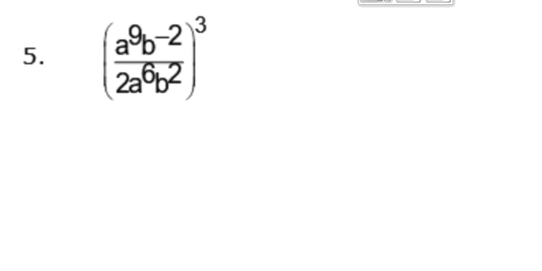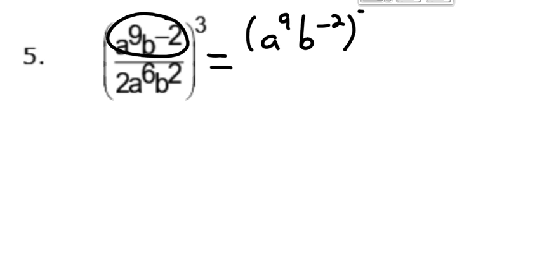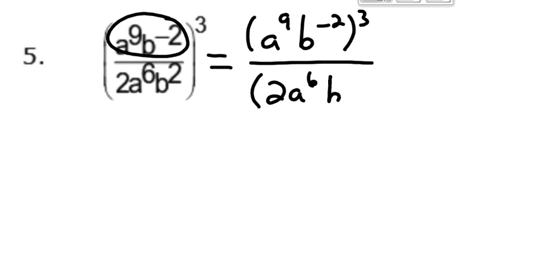All right, so when you have something like this, it's best to rewrite it and apply the exponent to the top and the bottom. So I'm simply going to rewrite this as 2 separate pieces, a to the 9th, b to the negative 2. So I'm just copying exactly what's here, and I'm going to put that to the 3rd power. Then I have to do the same to the bottom. So I'm going to put parentheses around the bottom as well, the denominator. 2a to the 6th, b to the 2nd, but then I also have to put that to the 3rd power because this 3rd power here is applying to both the top and the bottom.